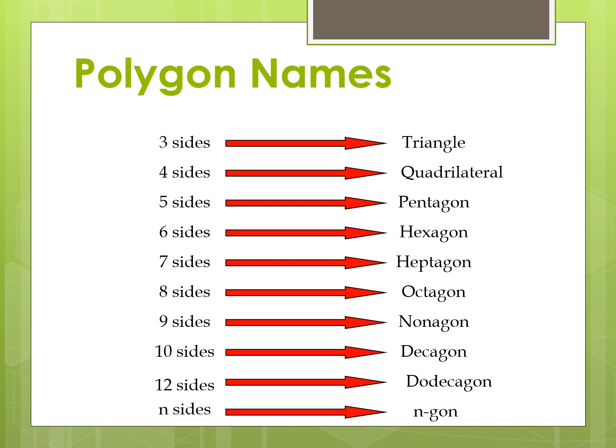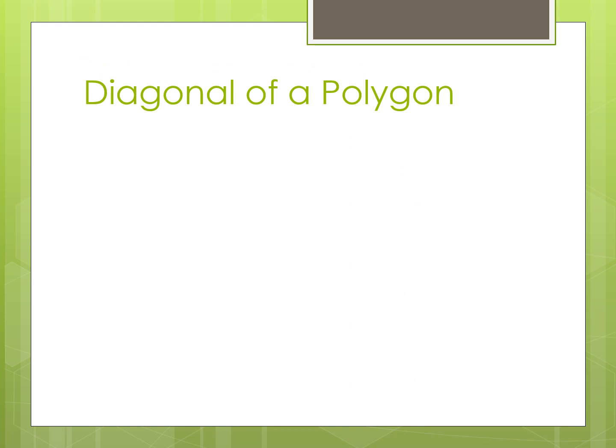N-sided is n-gon. Okay, so then we also have any other sided polygon, wherein we could name it as we go through.